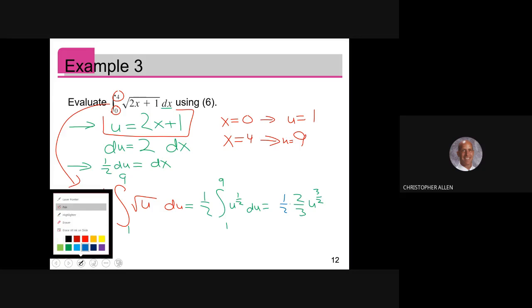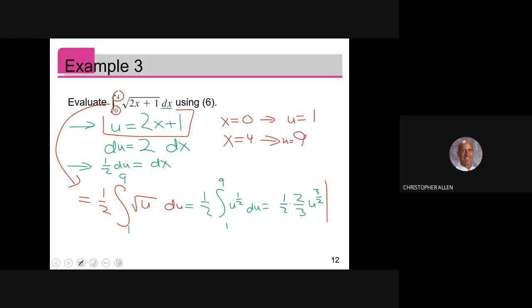Now I'm going to evaluate this thing, instead of going from 0 to 4, I'm going to integrate it from 1 to 9. So there's all my work, and I'm going to finish this out here very quickly. By the way, guess what happens to this 2 and that 2? You guys would agree that this will cancel that, agreed? In other words, you're going to get 1/3. We got to do 9 to the 3/2 minus 1 to the 3/2, right? That's the fundamental theorem of calculus.